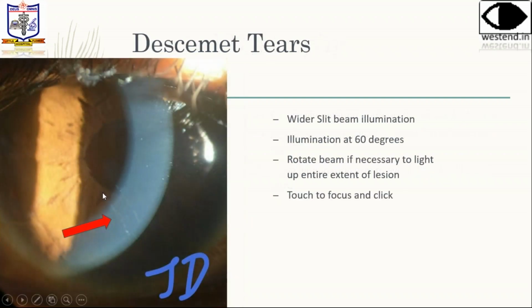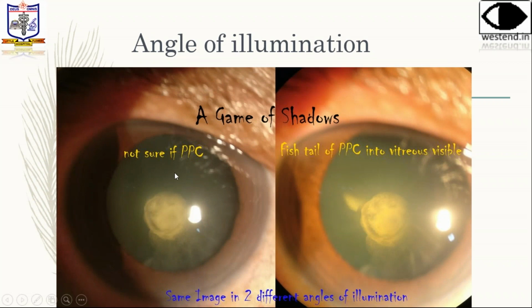And here you can see a decimate tear. This is also very difficult to photograph. You need to focus on the decimate tear as well as reduce the brightness, and you need to keep the illumination at an angle of around 60 degrees so that you can see it clearly. And this shows another game of shadows. Why you need to take care of your illumination, because illumination is everything in photography, as you all know.